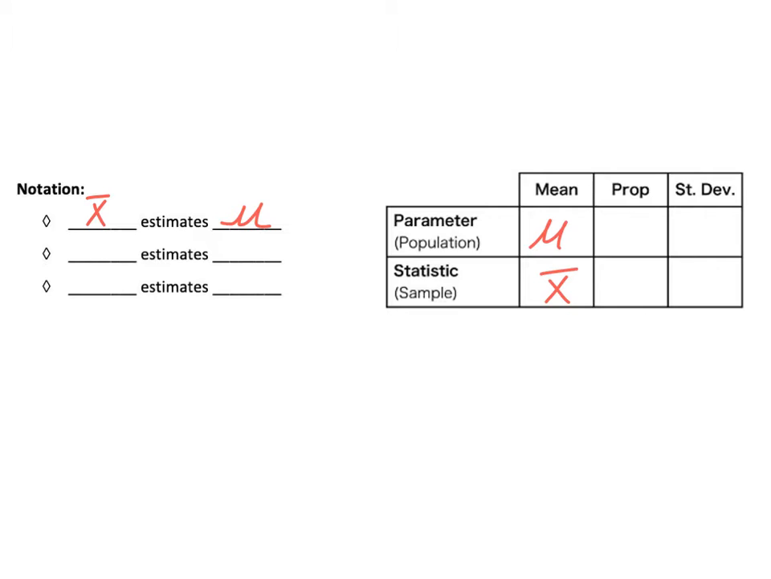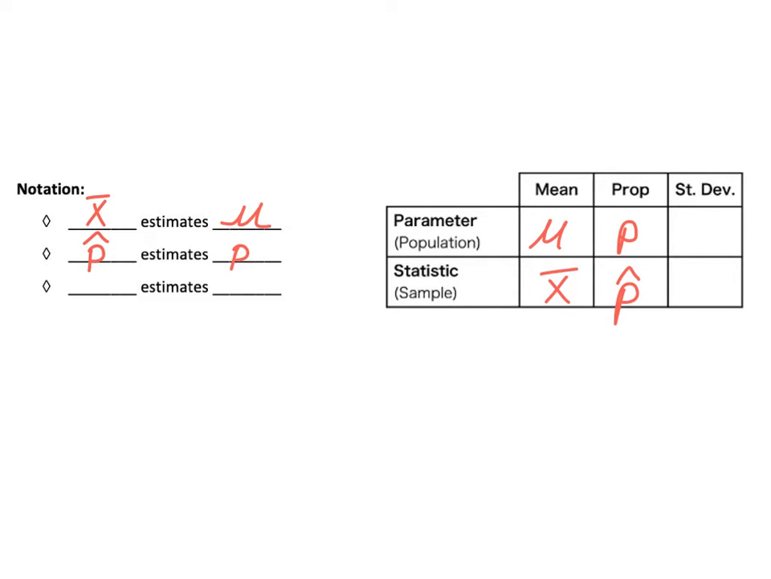When we talk about proportions, this prop is an abbreviation for proportions. That's where I'm talking like percents, a part of a group. We use a p for a proportion, and we use p hat for the sample proportion. So again, our statistic, p hat, is estimating our proportion.